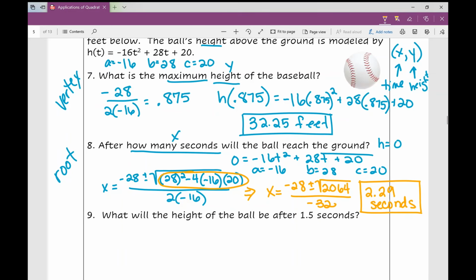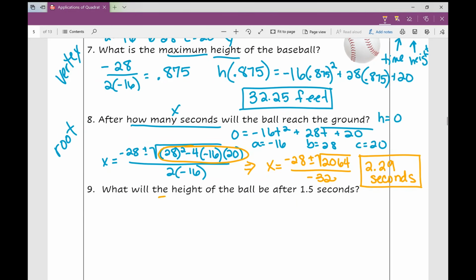Last question, what will the height of the ball be after 1.5 seconds? Okay, the height of the ball, that's y, so I'm looking for y, after 1.5 seconds. Well, that's time. So I'm just looking for a random point here, and I'm looking for the y value when t is 1.5. So h of 1.5, what is y when t is 1.5?